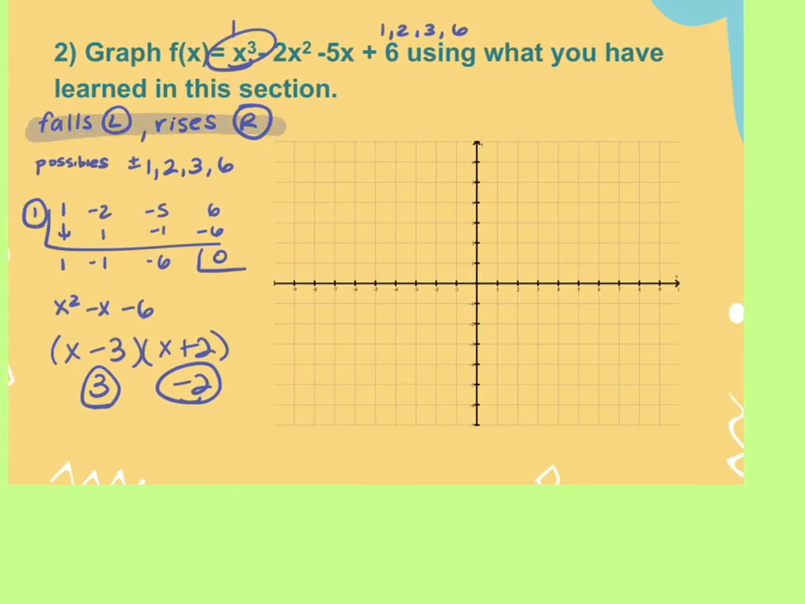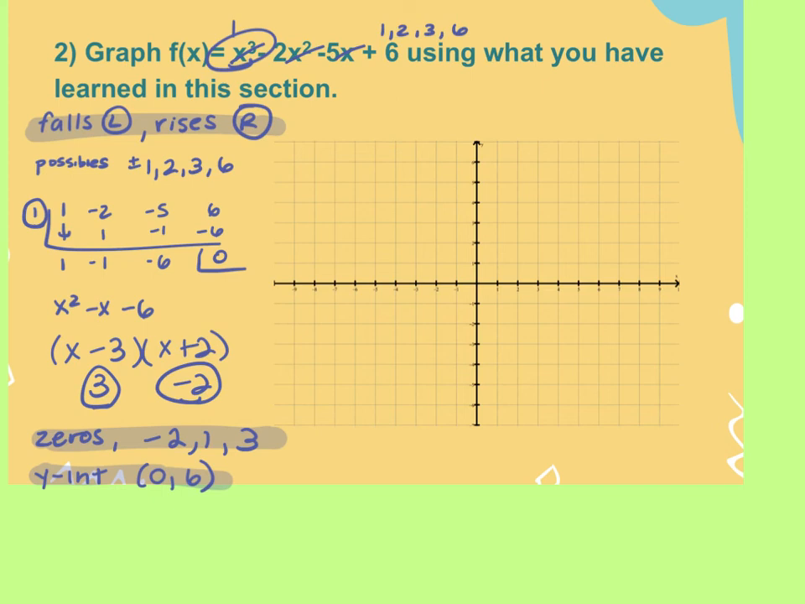That's my end behavior. Then my zeros are negative 2, 1, and 3. They each only occur once, so the multiplicity is 1. The last thing I need is the y-intercept. Plug in 0, and I get (0, 6).